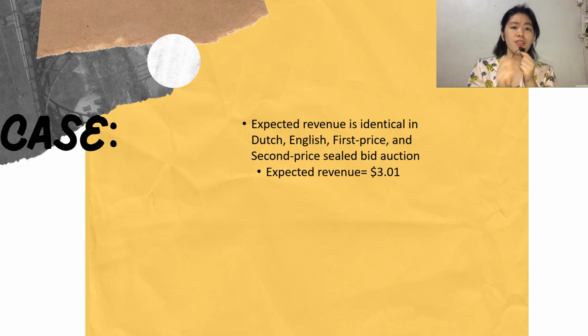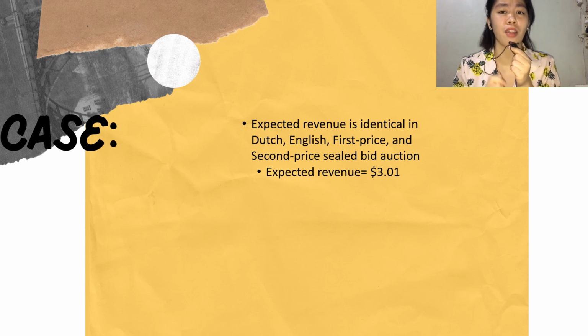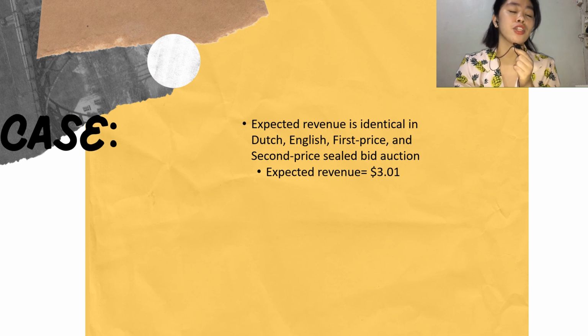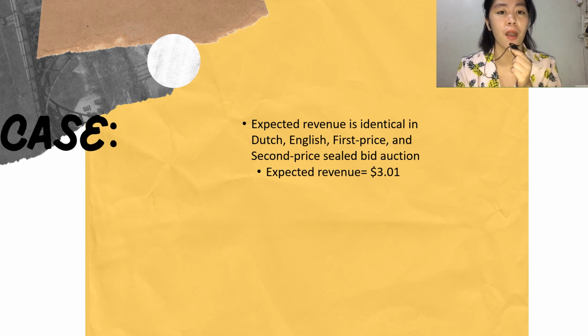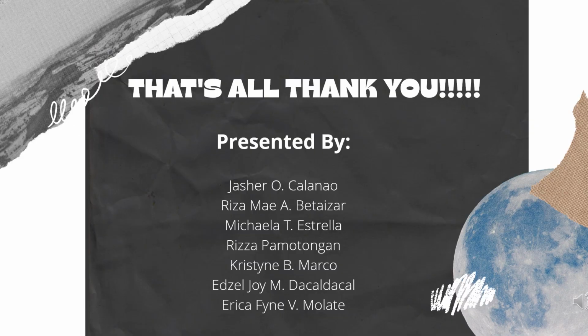The result is that if the bidders are fully rational, the expected revenue for the seller would be identical in the Dutch, English, first price, and second price sealed bid auctions. They would all be $3, right above the second highest willingness to pay, and for the first price and the Dutch auctions too. That's all. Thank you.